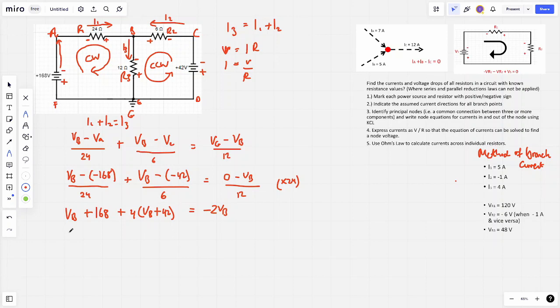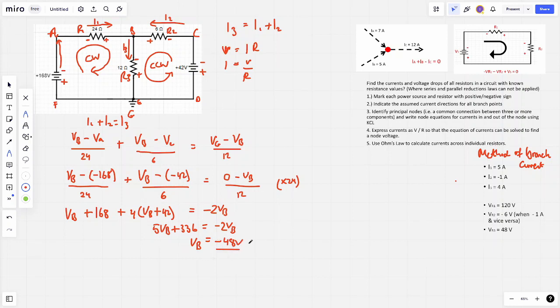So if we collate the like terms, what do we get? We've got VB plus 4VB, and that's going to be positive 5VB. We've got 168 plus 4 times 42, which in itself is another 168. So 168 plus 168 is 336, equals negative 2 VB. So if we get VB isolated and divide through, we get VB as negative 48 volts.